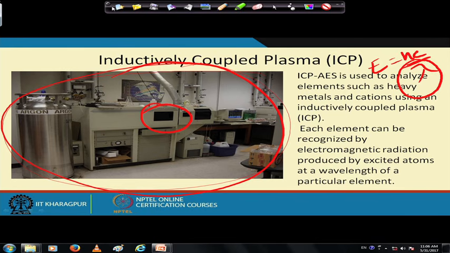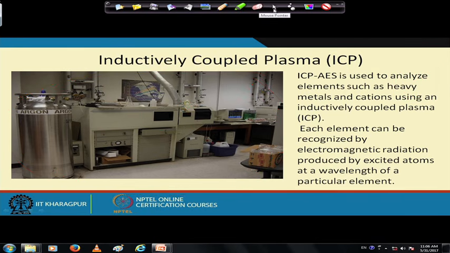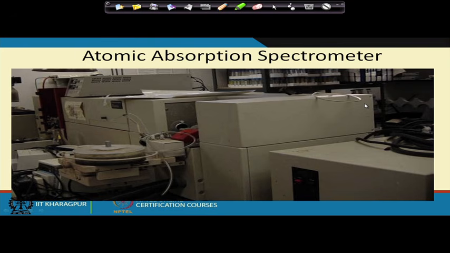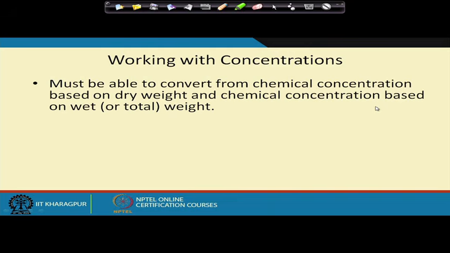So that's the ICP part, which is one of the widely used instruments for heavy metals. Atomic absorption again can be used for heavy metals too. The difference between atomic absorption and ICP is that atomic absorption is based on absorption, ICP is based on emission. And with graphite furnace, you can do one element at a time. With ICP, you can do 25-26 elements at a time. So once you have these done, then you have to work with the concentration.